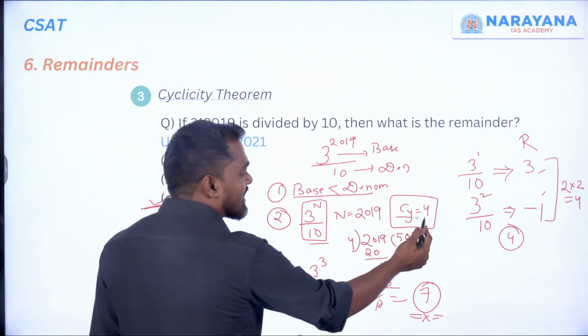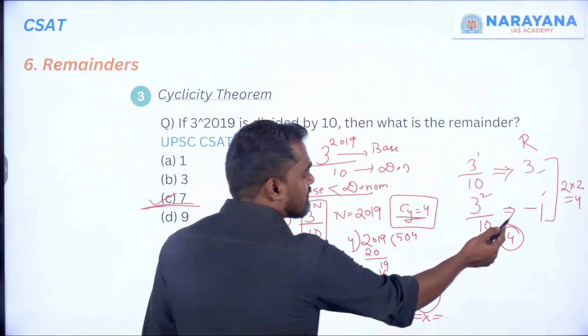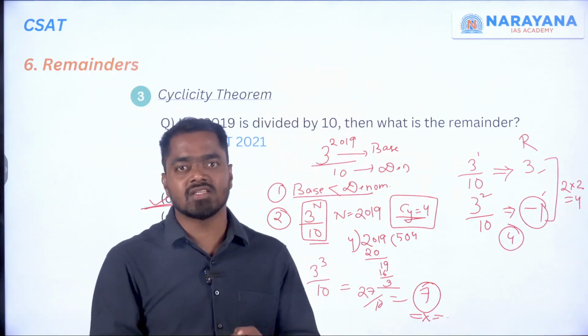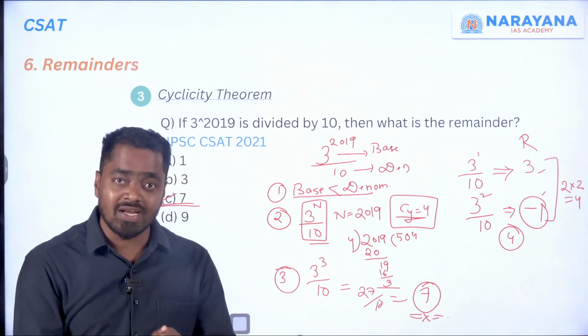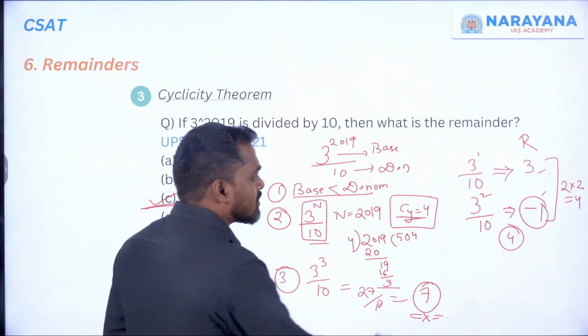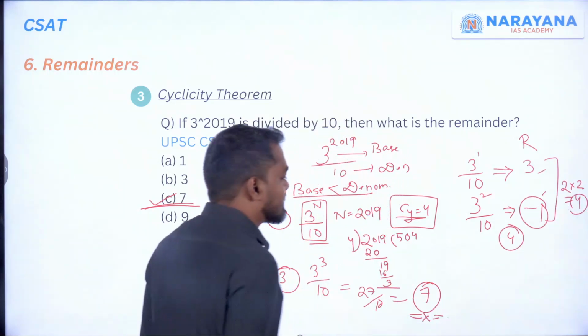Next you have to find the cyclicity. Here we are getting minus 1 as the remainder. If you are getting the same remainder, consider the previous number of steps. If you are getting minus 1 as the remainder, take the total number of steps multiplied by 2. So that is nothing but 4, which is your cyclicity.